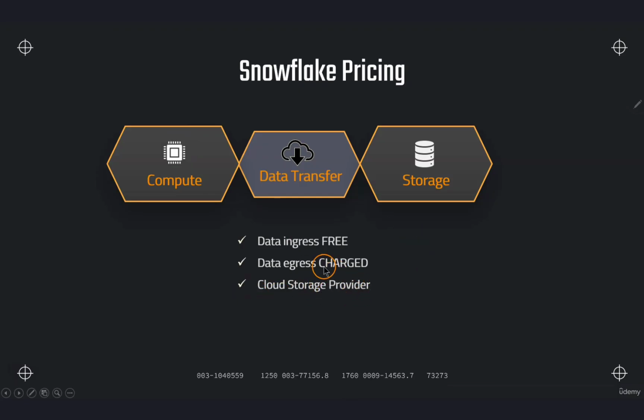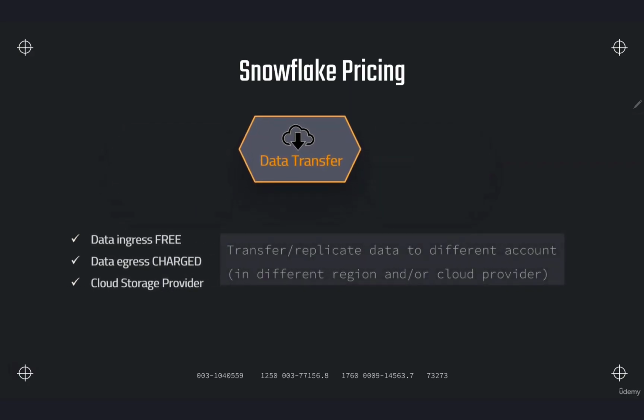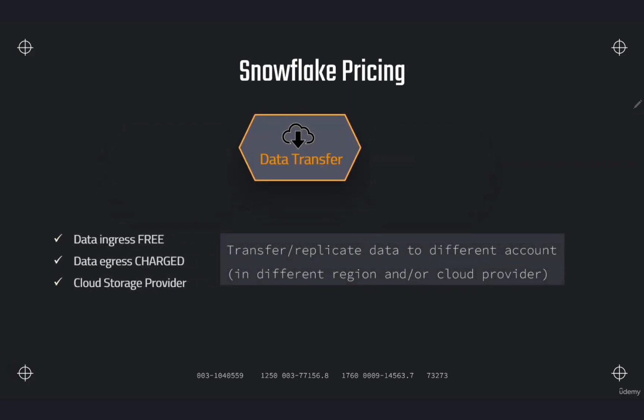Data ingress is free, but once we want to get data out of Snowflake, this will be charged. So when does this occur? This occurs when we want to transfer data or replicate data to another account that is not in the same region or that is not the same cloud provider. So if it's in the same region and the same cloud provider, then this would also still be free. So this is what we need to know about compute cost, storage cost, and data transfer cost.